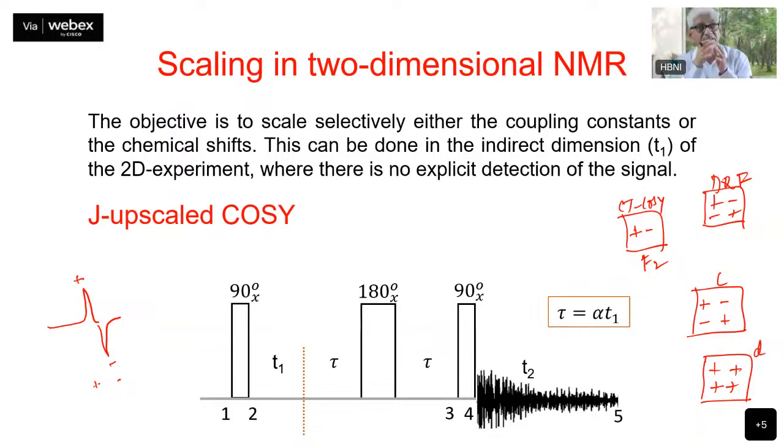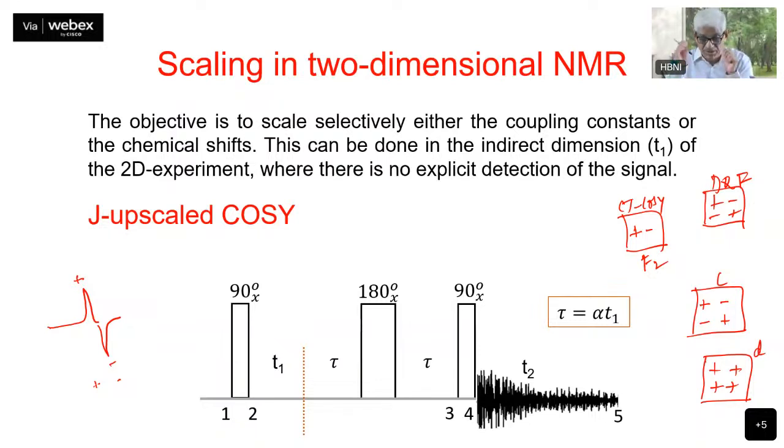Therefore, you have two objectives here. One is to measure the coupling constant accurately. Second, you reduce the cancellation of intensities so that you get better cross peak intensities. This is what is being achieved in this new set of experiments, which is called scaling in two-dimensional NMR. You bring in the concept of scaling so that you can change the coupling constants artificially, not that you change it in the actual molecule. The coupling constant remains the same. But the way it appears in your spectrum, you want to change so that your measurement will be accurate and the intensities will also be very good.